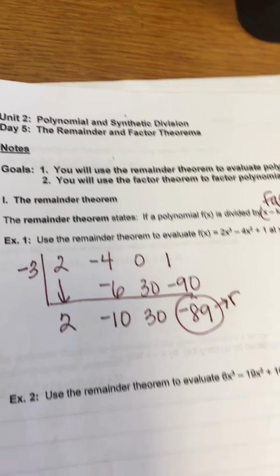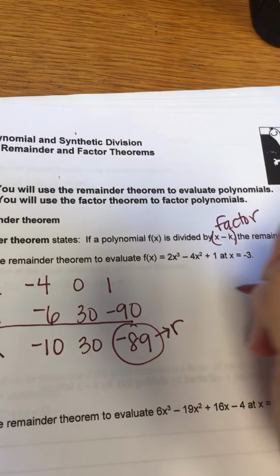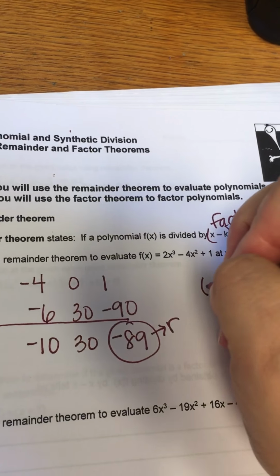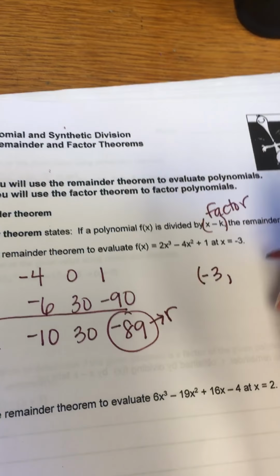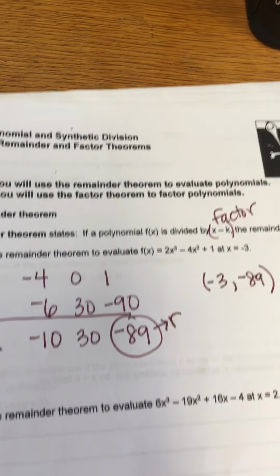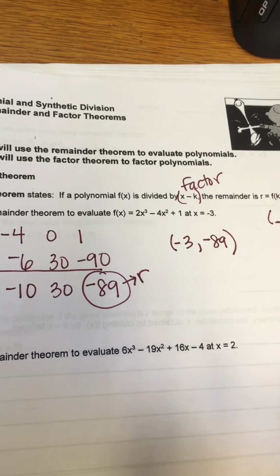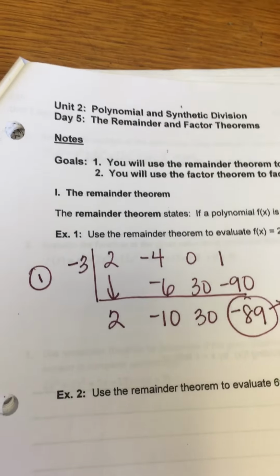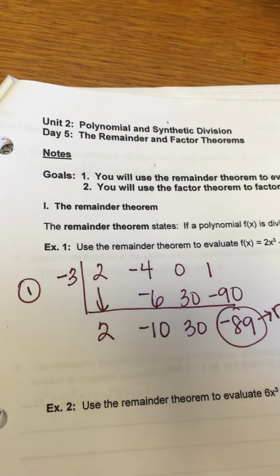Now, there are a couple other ways you can do this. So, sorry, let me finish. So when I plug in -3 for my x, I get the remainder of -89. So, a couple other things you can do. So this is one option. If it asks you to get the remainder, figure out the synthetic division.